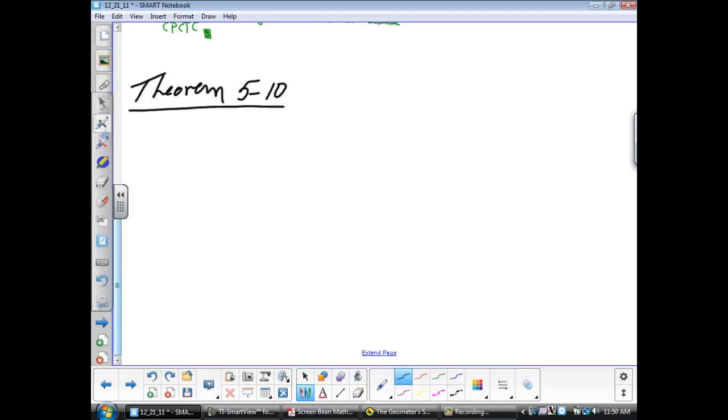Theorem 5.10: a line that contains the midpoint of one side of a triangle and is parallel to another side passes through the midpoint of the third side.